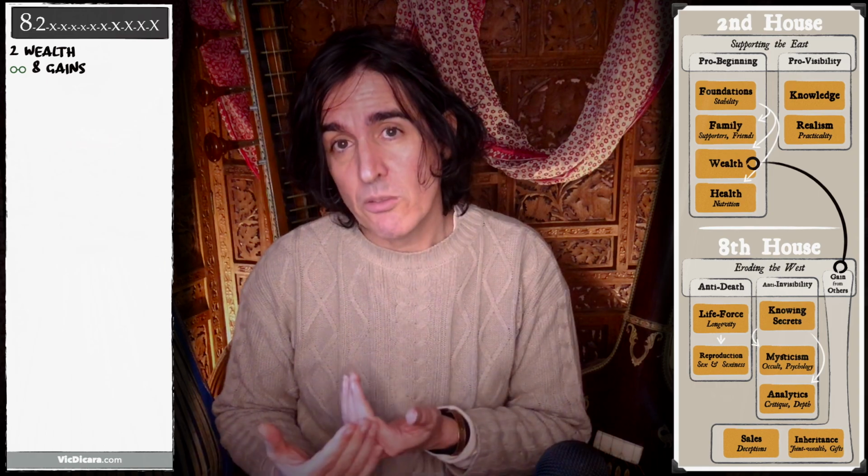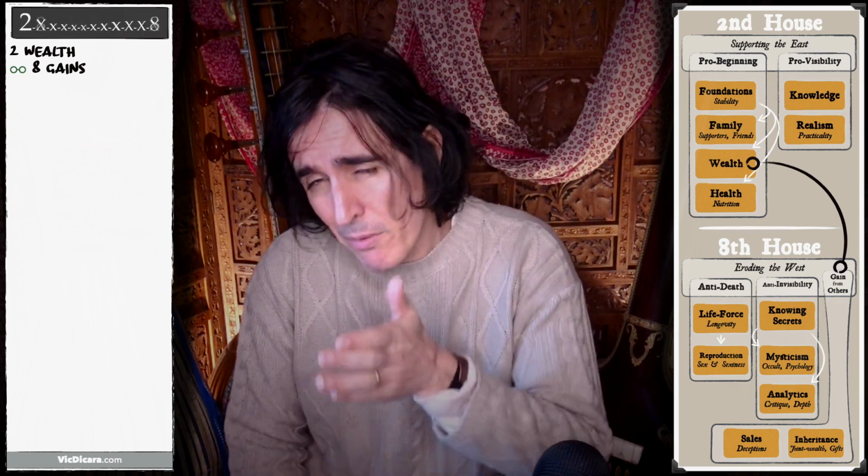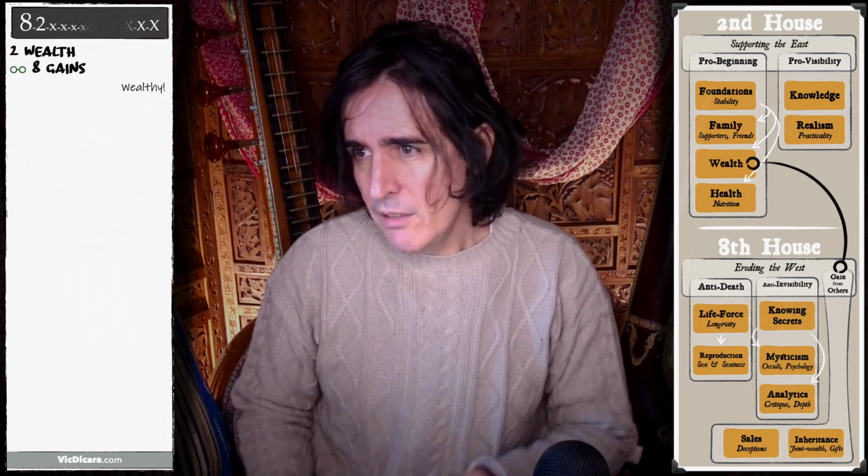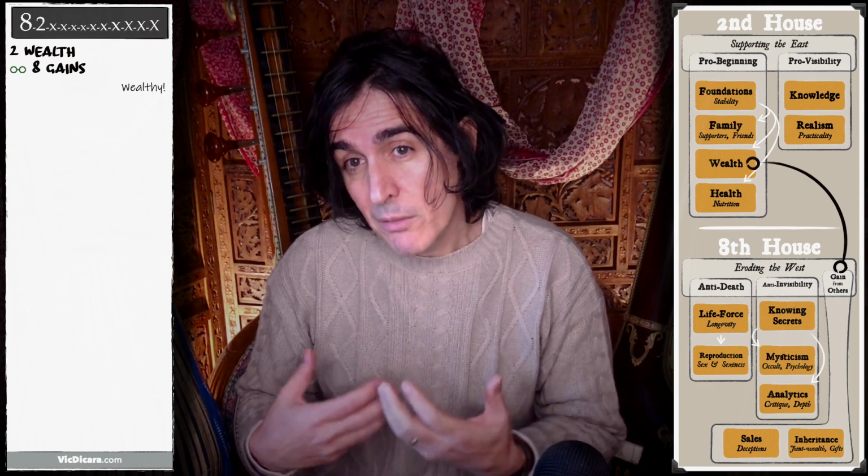Now let's talk about how to interpret situations where the 8th and the 2nd combine. So the first thing that should come to mind is, hey, gaining from others, sales, inheritance, that sounds like it goes good with wealth. The 2nd house represents wealth and the 8th house represents gains. Sounds like it goes well together. And it does. When there's a combination between the 8th and the 2nd house, you expect the person to be wealthy. They should have wealth rather effortlessly because they know how to get money.